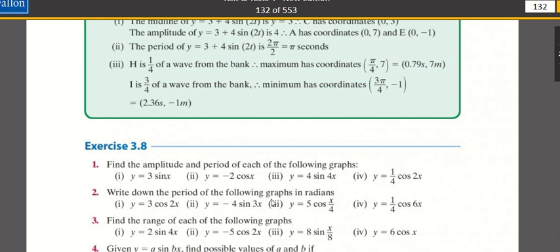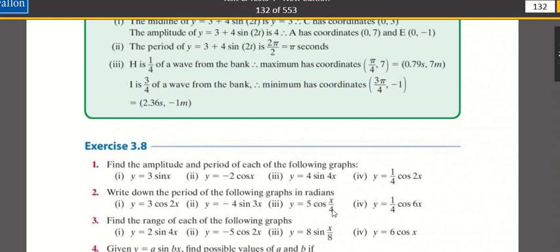Write down the period of the following graphs in radians. This is question 2. They want it in radians, so we should be looking at the 2 inside the angle here. If we do 2 pi divided by 2, it gives us pi. That would be the period there. The next one, they want it in radians, it would be 2 pi over 3. That's what the period would be.